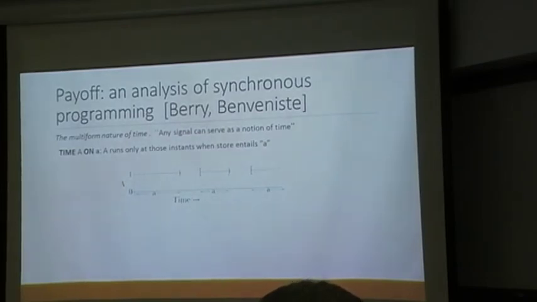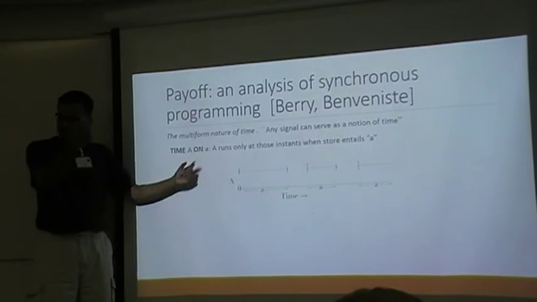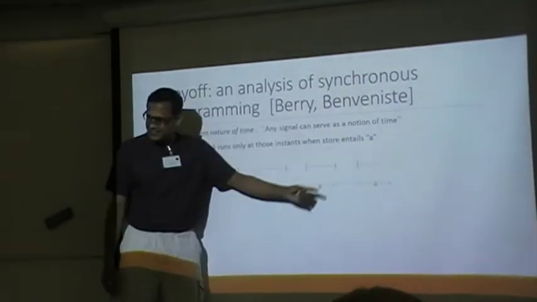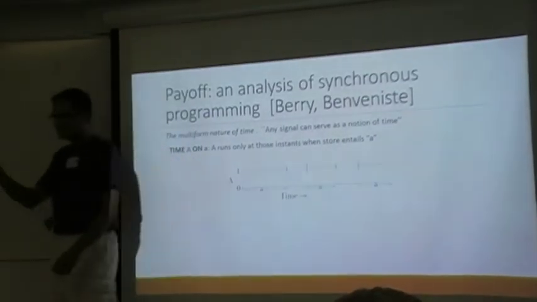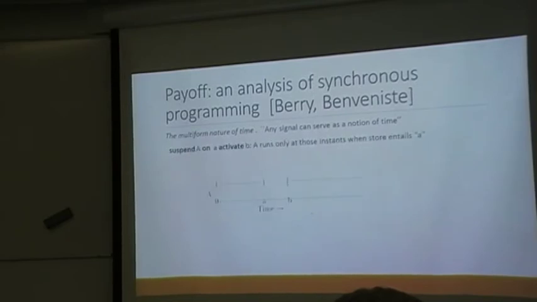For example, we have an agent which evolves in time, but we only want it to evolve at the instants where a signal is present. So the timeline looks like that. In the times when A is not present, it does not evolve. And familiarly, you can program interrupts with this. You can program more complicated interrupts with this.